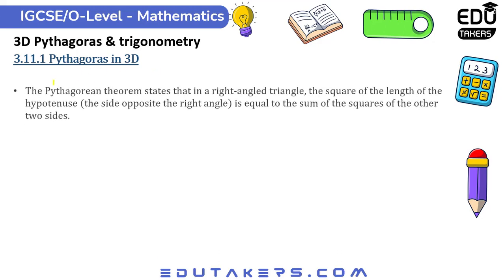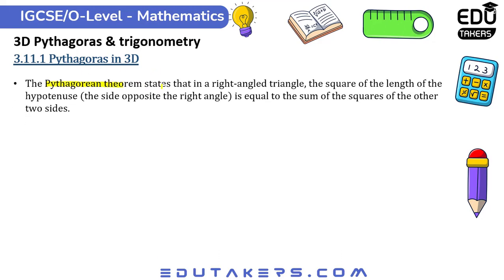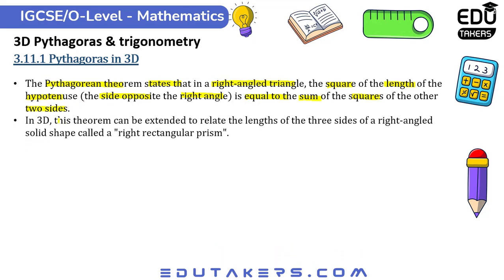Pythagoras in 3D. The Pythagorean theorem states that in a right-angled triangle, the square of the length of the hypotenuse, the side which is opposite the right angle, is equal to the sum of the squares of the other two sides. In 3D, this theorem can be extended to relate the lengths of the three sides of a right-angled solid shape called a right rectangular prism.